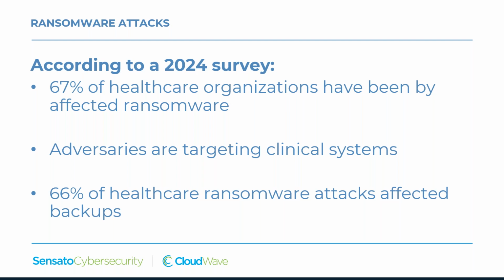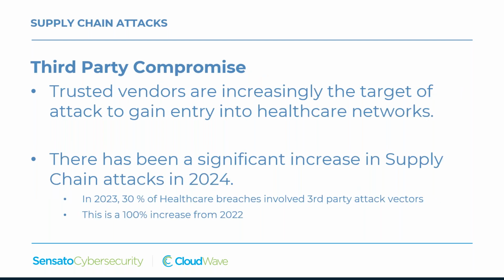backups is quite interesting. We talked about supply chain attacks and that being the number one as far as growth. And trusted vendors are increasingly the target of attacks to get into healthcare networks. And the significant increase in supply chain attacks in 2024 we looked at, we were at 30% in 2023, and we showed that we are at 60% now. But 2022 to 2023 was a 100% increase, and we also saw a 100% increase from 2023 to 2024.